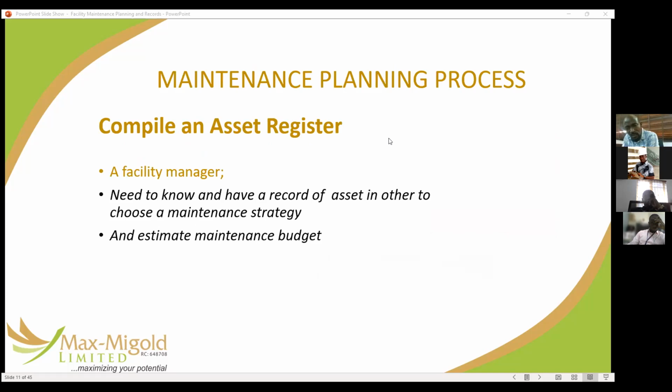Then what are the processes included in maintenance planning? One, compile what we call an asset register. Once you have understood your asset and you have carried out what we call a facility condition assessment or asset assessment, you draw up what we call an asset register. Your asset register is what gives you every detail required about that particular asset.